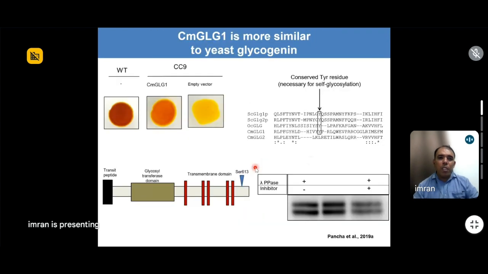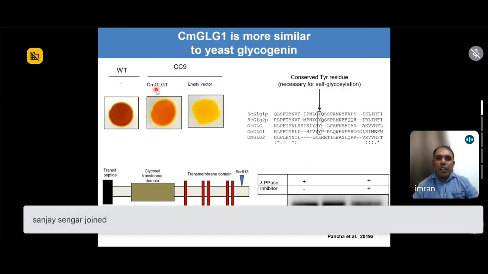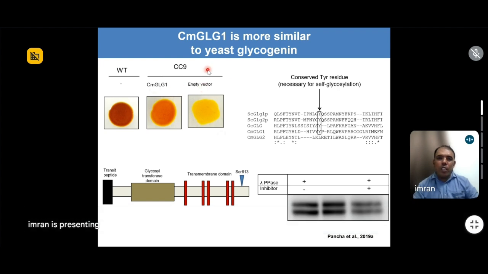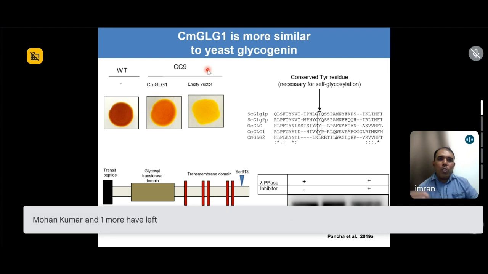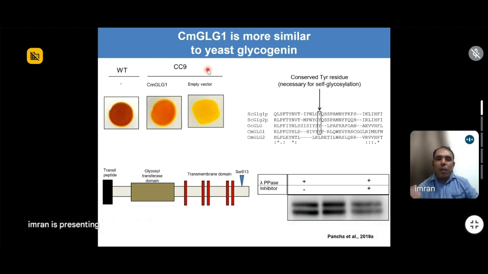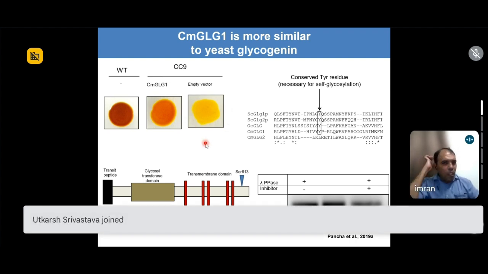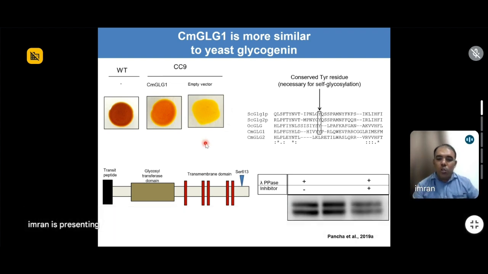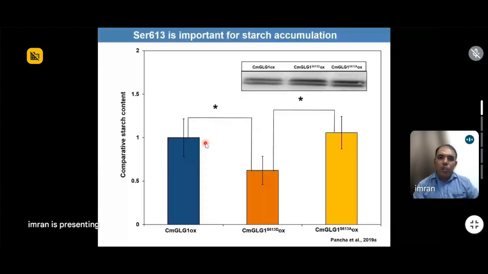So as I mentioned in my previous slide, in yeast they have two glycogenins, glycogenin 1 and glycogenin 2. If you remove glycogenin 1 from the yeast cells, yeast cells still have the ability to accumulate starch. But if we knock out both glycogenins from the yeast, yeast is unable to accumulate the starch or the glycogen in the cell. So I was curious what might be the case in C-zone, whether it also contained another glycogenin.